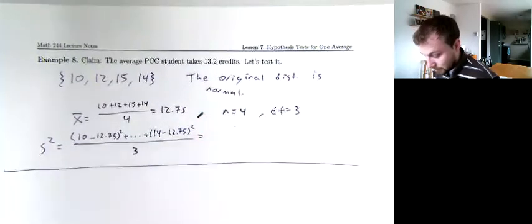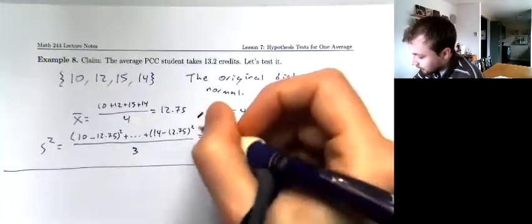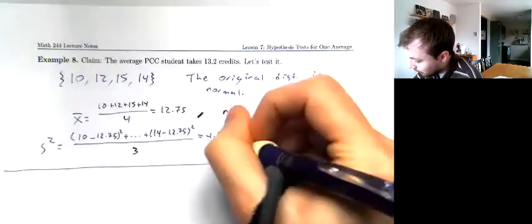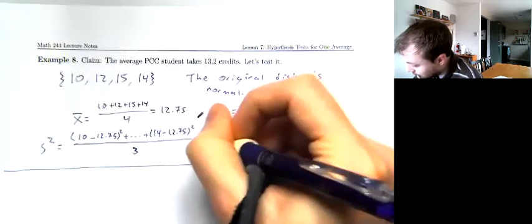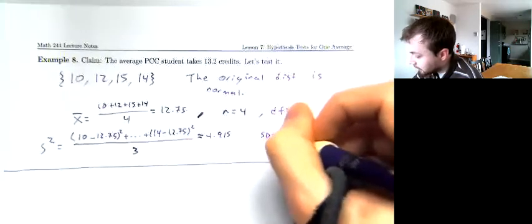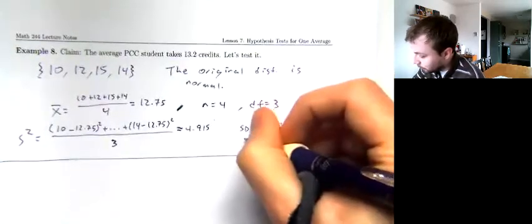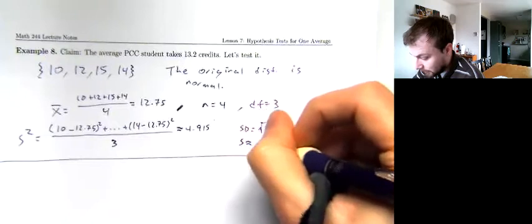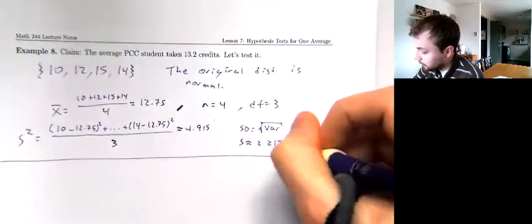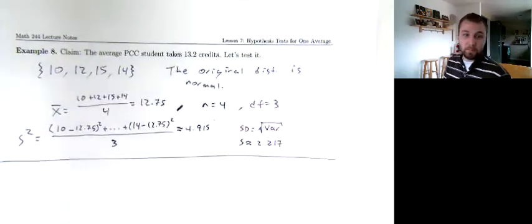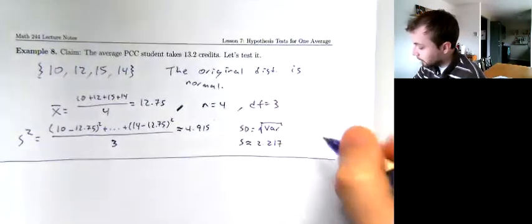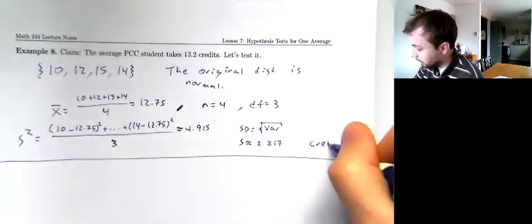When I type this into a calculator, I get something like 4.915-ish. In order to get my standard deviation, I need to take the square root of this variance number. When I take the square root of this, I get an S of about 2.217 or so. My units for this entire page up here: credits.